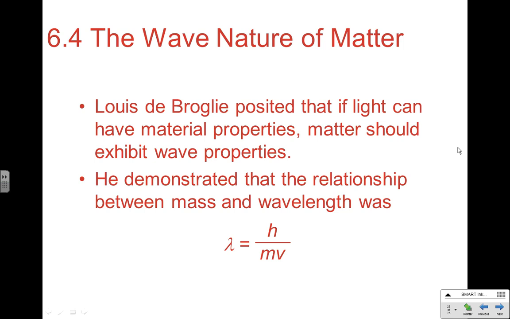So h is Planck's constant, m would be mass, and v would be the velocity, and mv would be the momentum then of the particle. So it was really looking at the relationship between momentum of moving objects and their wavelength. Now, this is an equation that honestly we could do calculations with, but what I want you to understand more than anything else is the implications of this.